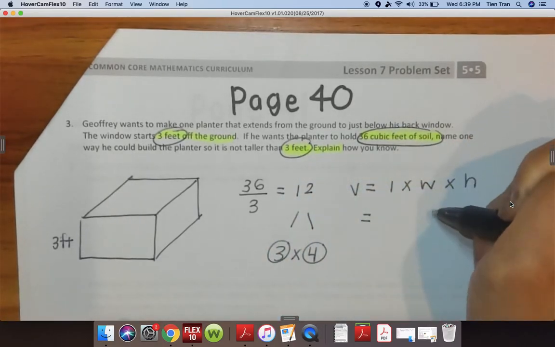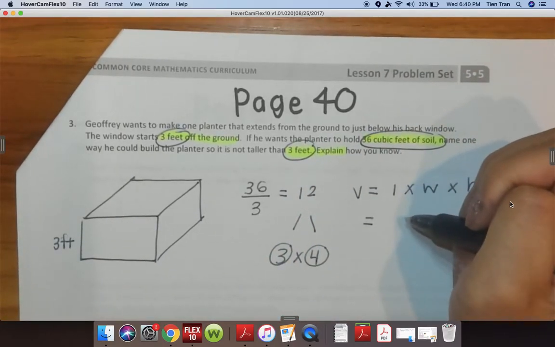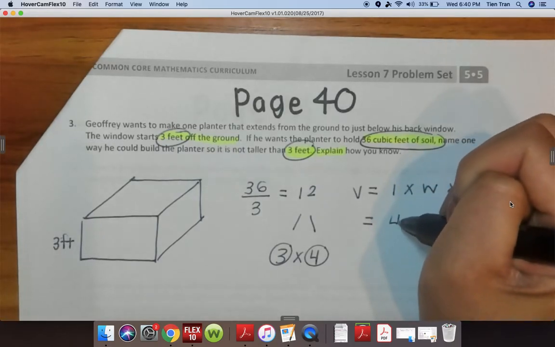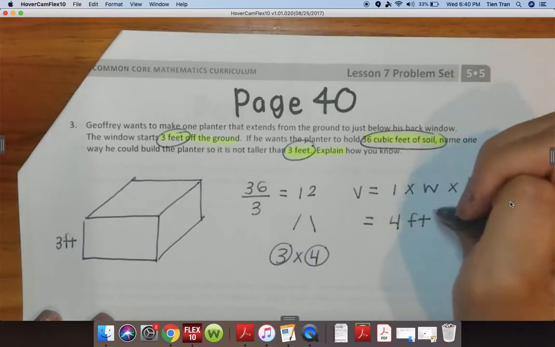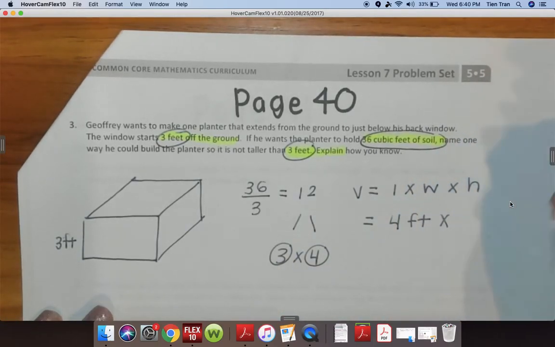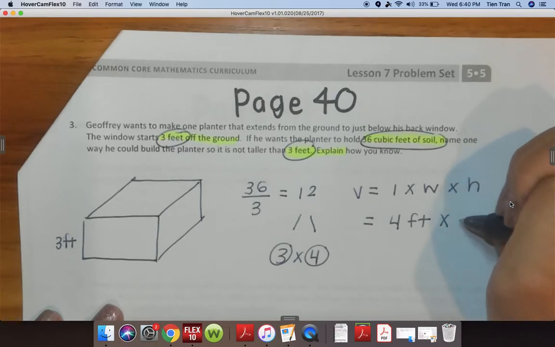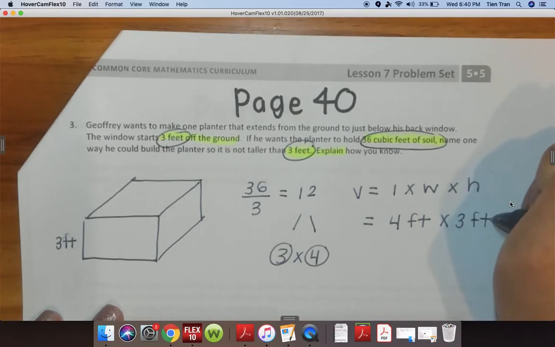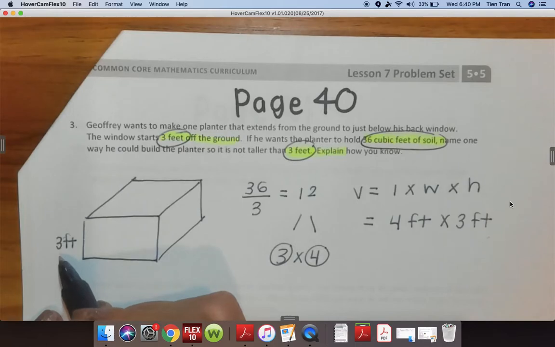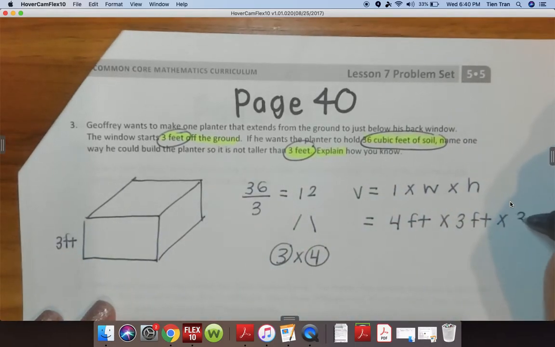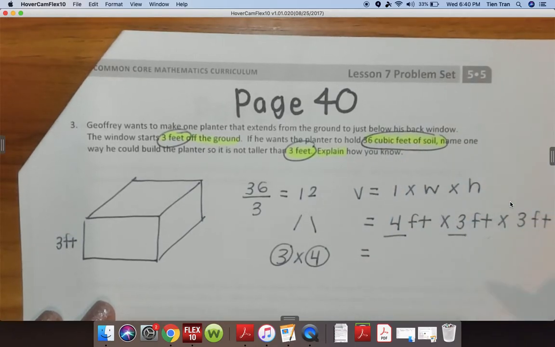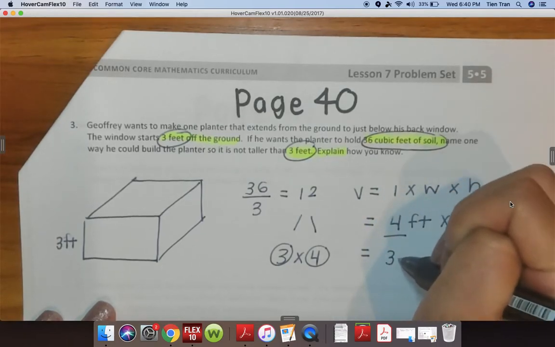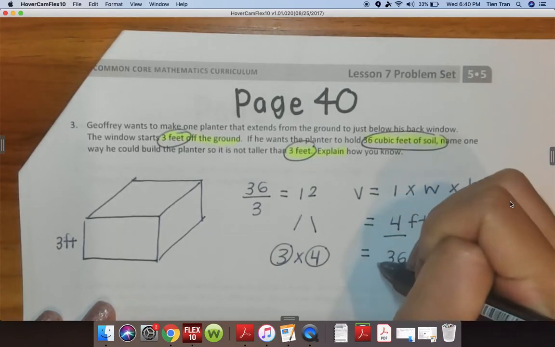Right? So my length is going to be 4 feet, or it could be 3, it doesn't matter. And then my width could either be 3 or 4 feet. And then we have our height already, so that is going to stay the same as 3 feet. So I know that 4 times 3 is equal to 12, and 12 times 3 is equal to 36 feet cubed.